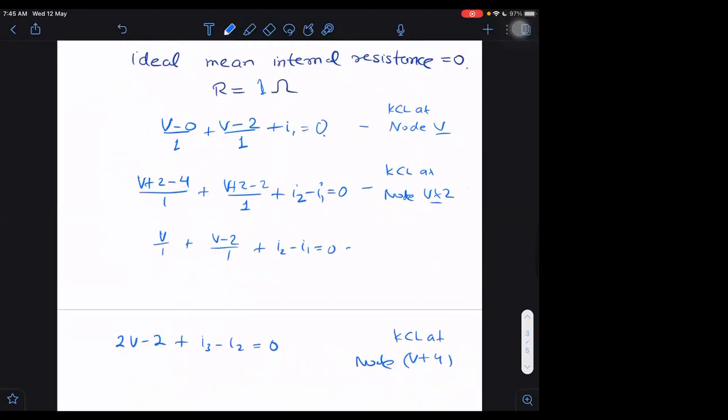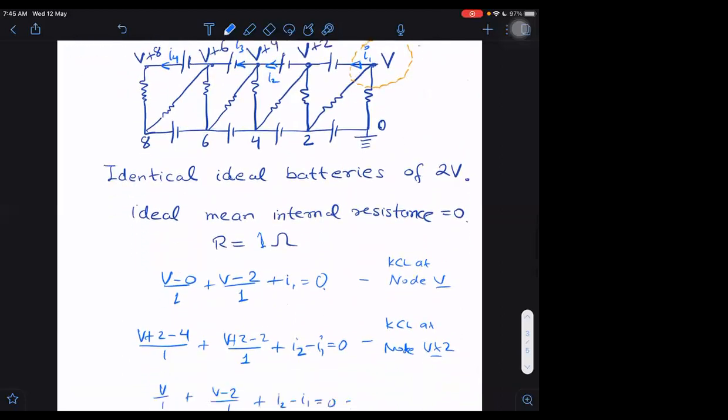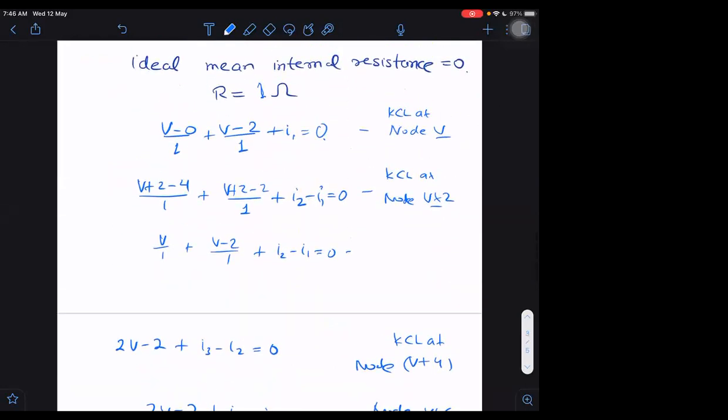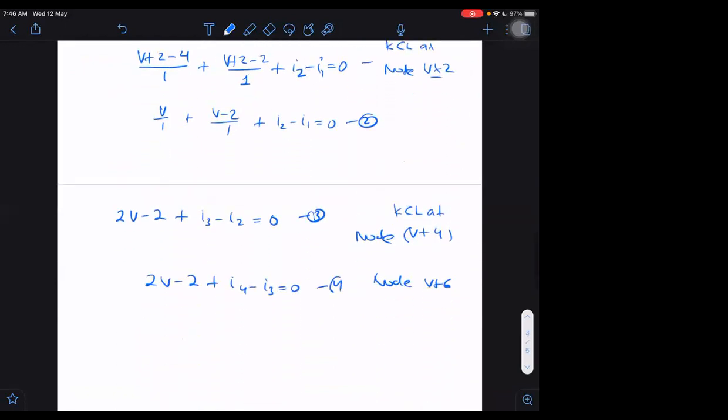Is there any other node? Yes, node V plus 6. At node V plus 6: 2V minus 2 plus I4 minus I3 is equal to 0. Now number these equations: equation number 1, 2, 3, and 4.